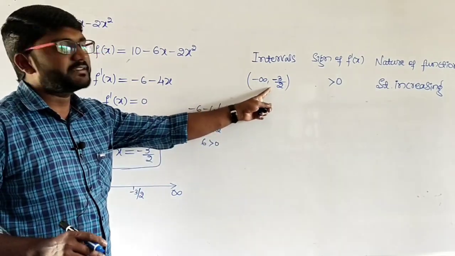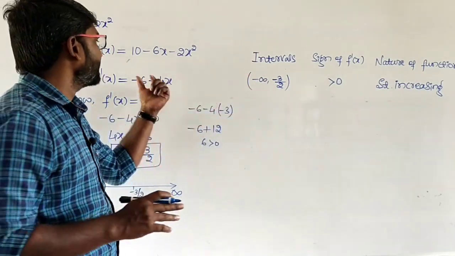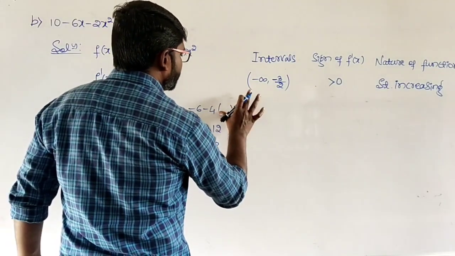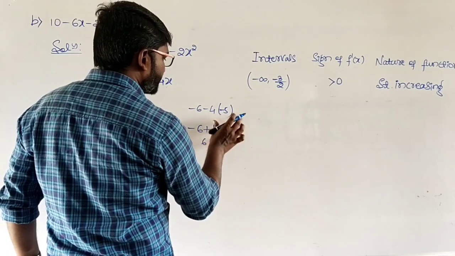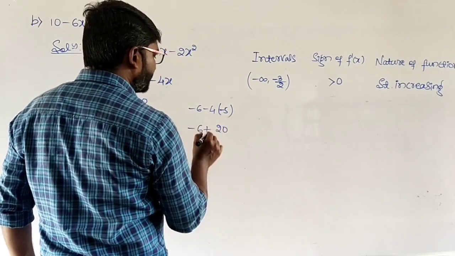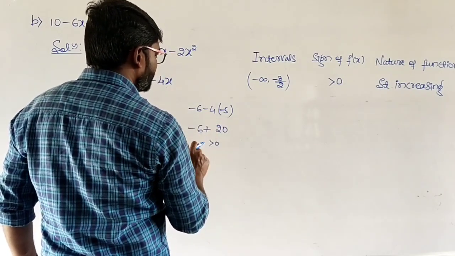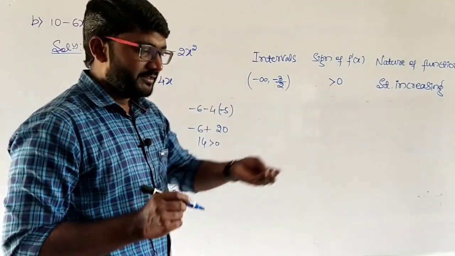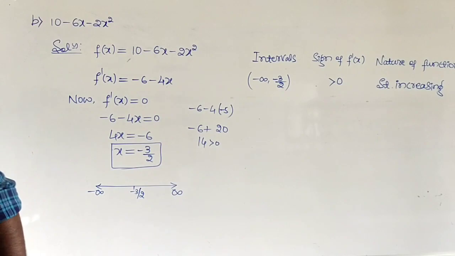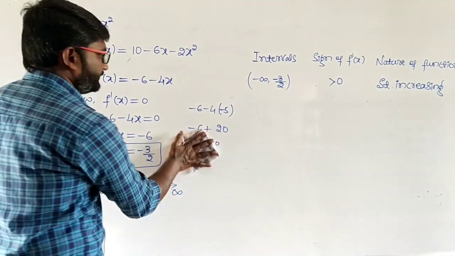Then now you take another point and analyze f dash of x. Here we have taken minus 3. Let us take minus 5 and analyze. So I will write minus 5 here. Then so here we get plus 20, then 20 minus 6 it is 14. So 14 is greater than 0, that is why we have written greater than 0. Then let us go for the second interval.